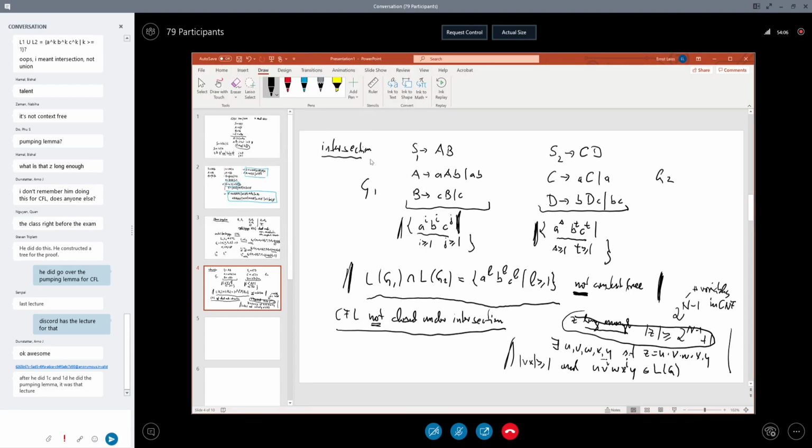Yes. It says intersection. So we have now shown that because this language is not context-free, there cannot be a context-free grammar that generates this language, that the class of all context-free languages is not closed under intersection. Because if it were closed, then the intersection of any context-free languages would have to be context-free, and we have now shown that that is not true for these two specific languages. So context-free languages are not closed under intersection.